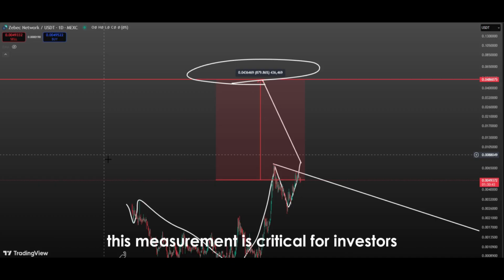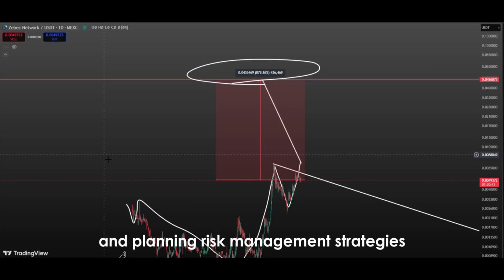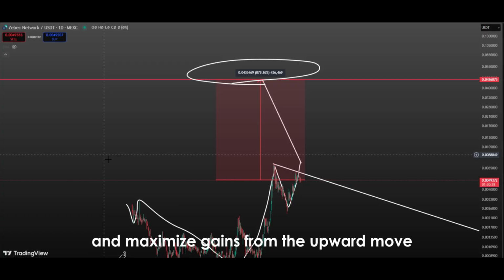This measurement is critical for investors in adjusting their positions, setting target prices, and planning risk management strategies. Investors can open positions while waiting for the price to reach this target and maximize gains from the upward movement.